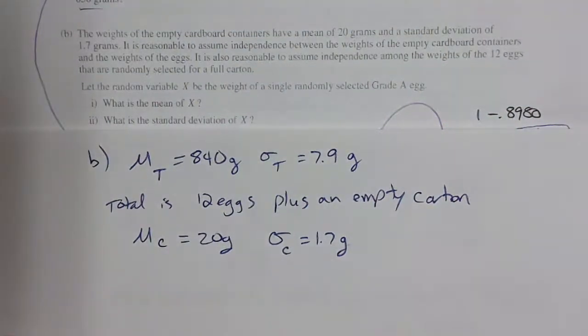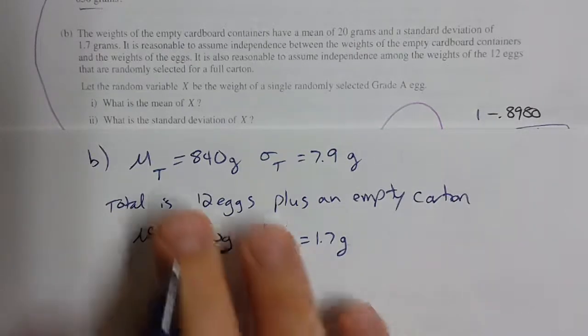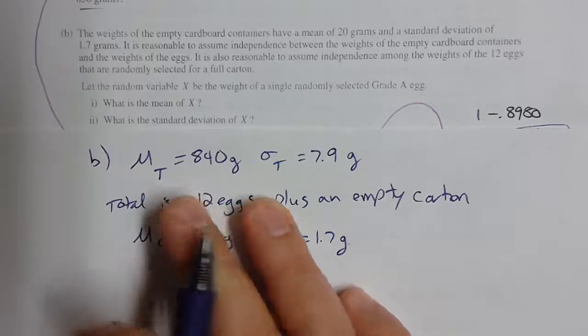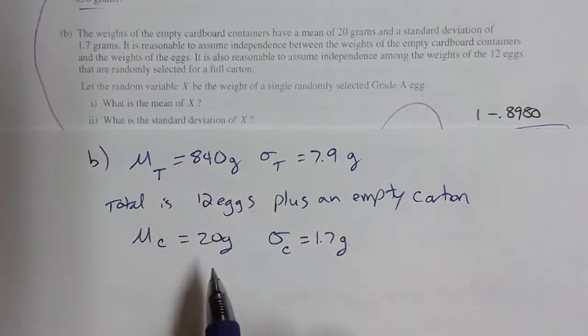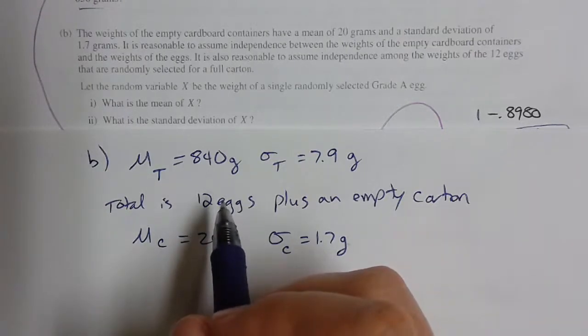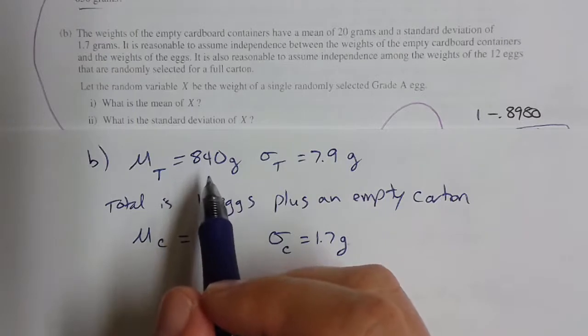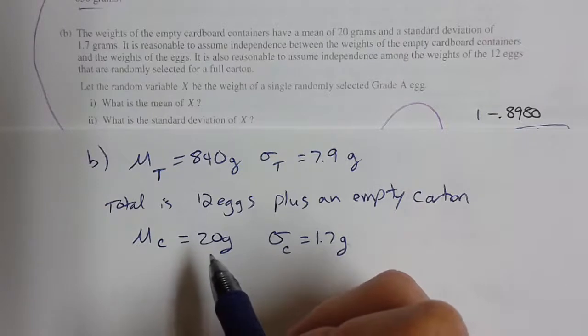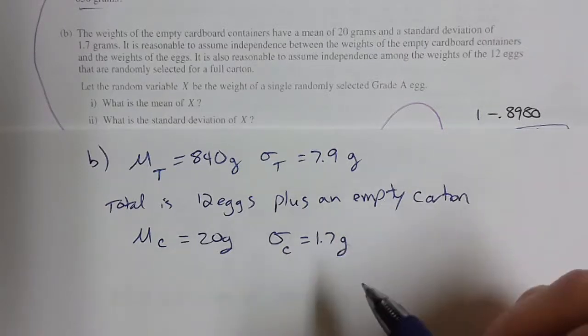And what this task is really about is just what happens when you combine distributions. So you can consider this total egg carton with the 12 eggs and the empty carton to be a sum of 13 different things. You've got the carton itself, and then you've got each egg, which is independent of each other and randomly selected. So basically what we're going to try to do is break down this total into its 13 components to figure out what will the mean of a single egg be, along with what is the standard deviation of a single egg.